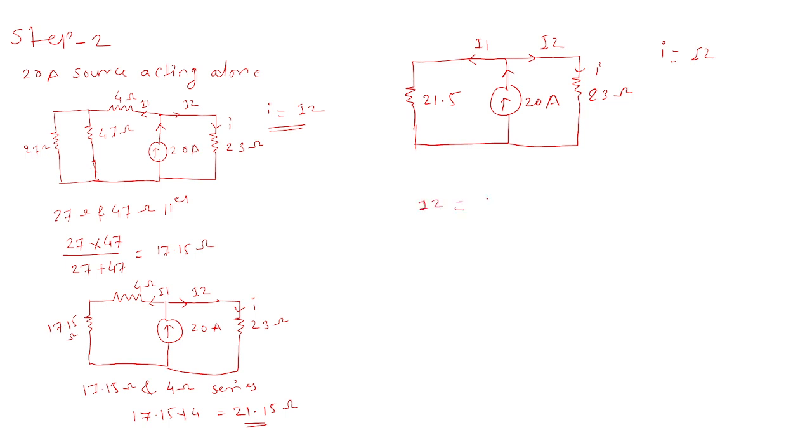सो I2 इज इक्वल टू 20 multiplied by opposite resistance, that is 21.5 divided by addition of both, 21.5 plus 23. सो I2 इज इक्वल टू, येस I2 किती येईल बघा, 9.58. If you solve this, you will get 9.58 ampere. ओके, आय होप आता हे तुम्हाला कळालं असेल. ज्यावेळी 20 अँपिअर सोर्स हा ऍक्टिंग अलोन करतो, तर I2 किती आहे, 9.58 अँपिअर आहे.